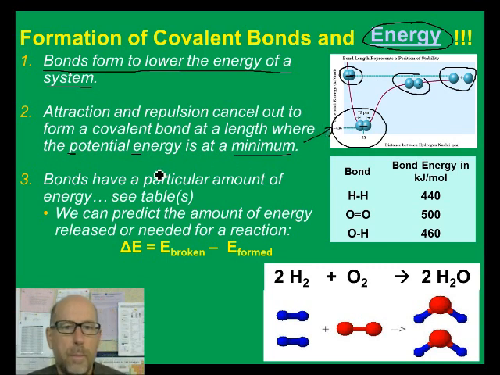Number three, bonds have a particular amount of energy. See the table, that'd be this one right here. So for example, a hydrogen-hydrogen bond has this much energy, 440. Now we should really look at the units involved, and it's kilojoules per mole. Now you've seen joules and kilojoules before when we talked about energy previously this year in regard to wavelengths.